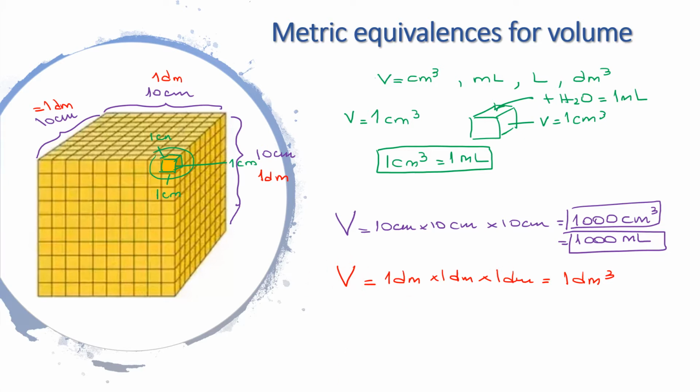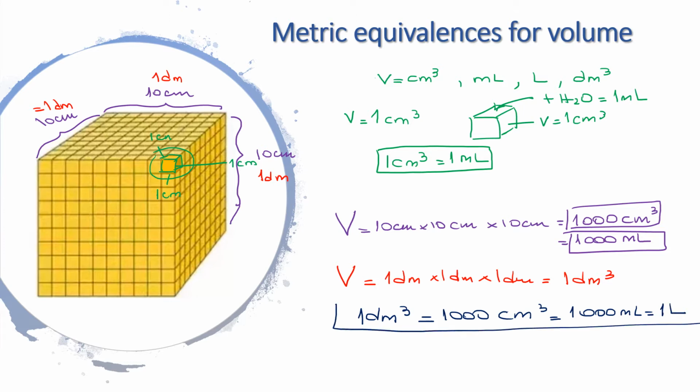That means that I can say that 1 decimeter cube is equivalent to 1,000 centimeters cube, or they are equivalent to 1,000 milliliters, which of course are the same as 1 liter. That's what we are going to use in our problems all the time. So you need to remember that milliliters are equivalent with centimeters cube, and decimeters cube are equivalent with liters. Now we are going to begin with the problems about solutions.